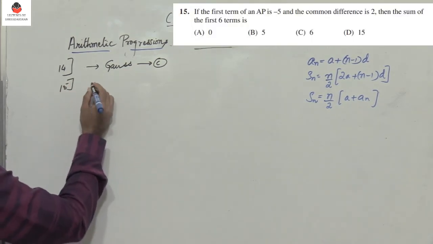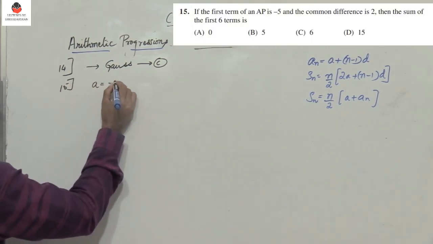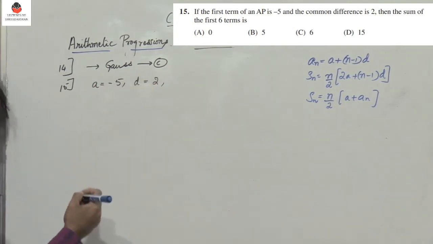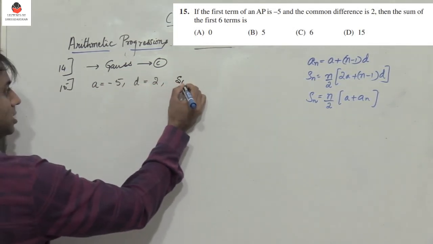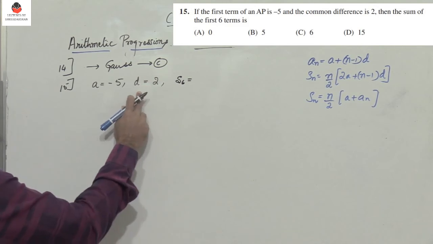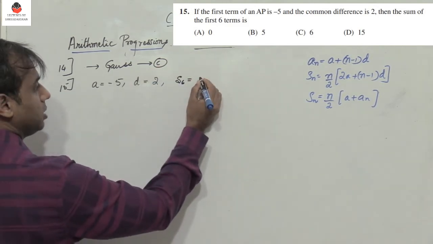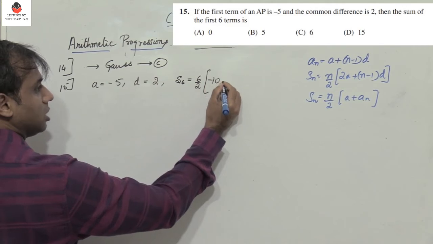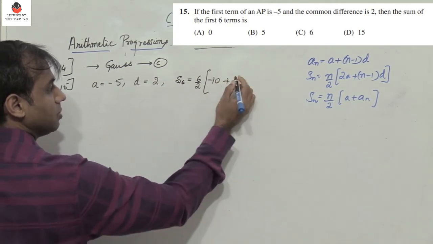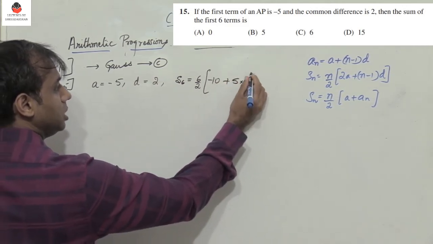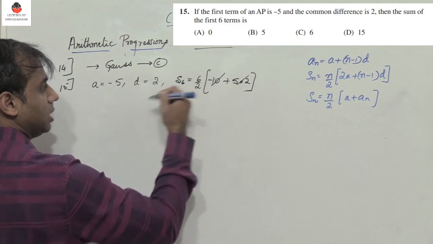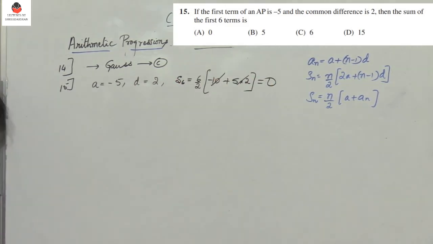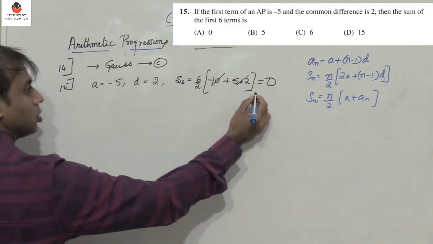The first term of an AP is minus 5. So A equals minus 5. Common difference D is 2. Then the sum to the first 6 terms. So S6 equals n by 2. So we have the expression n by 2, which is 6 by 2 into 2 into A, which is minus 10, plus n minus 1, 6 minus 1, 5 into D. So 10, 10 gets cancelled. So you have the value equals 0. So therefore, it is option A.